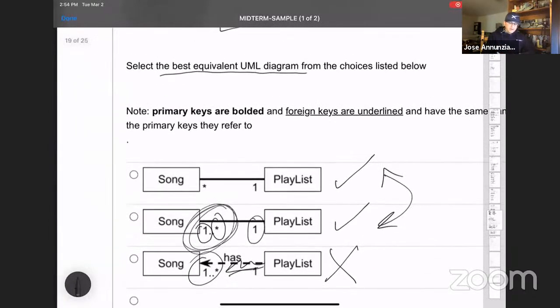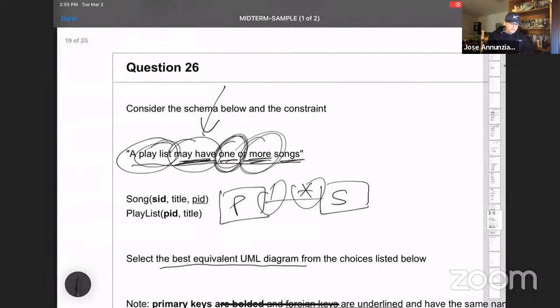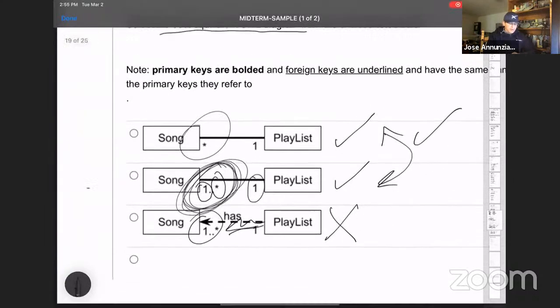So definitely we're going to go with the first one, because this captures the fact that it may not have. It's a very weak relationship. This one's a little stronger. At least I know I have a minimum of one. But this one doesn't fit. If this had said a playlist has one or more songs, then definitely I would go with this one.